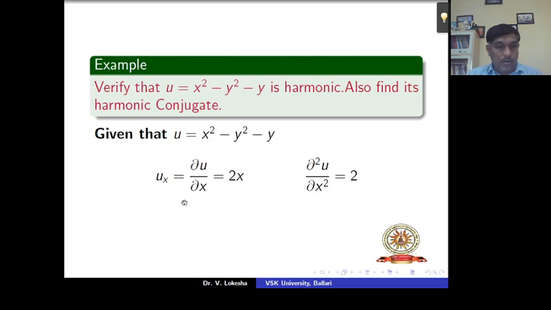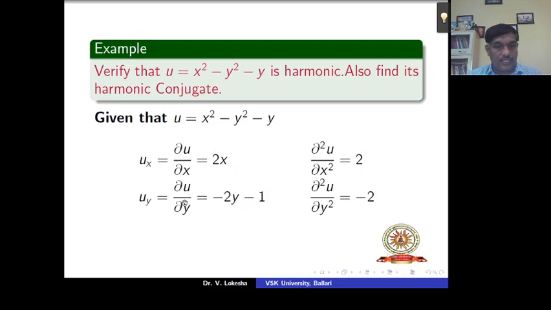Then u y, that is the first order partial derivative, is minus 1. Then dou square u by dou y square is 0.